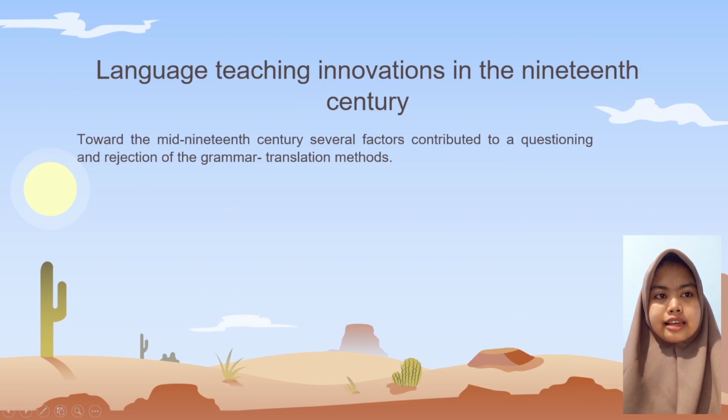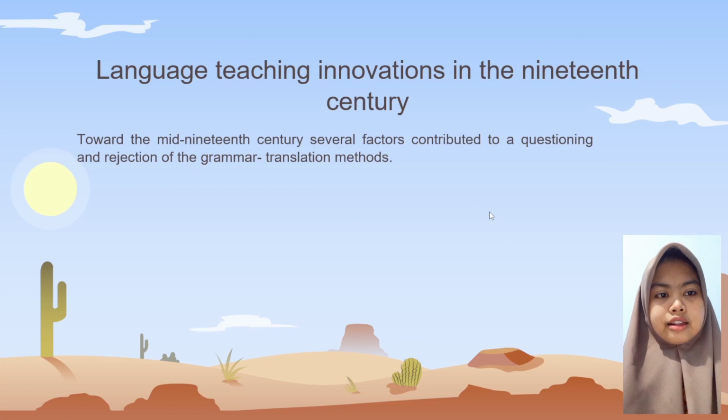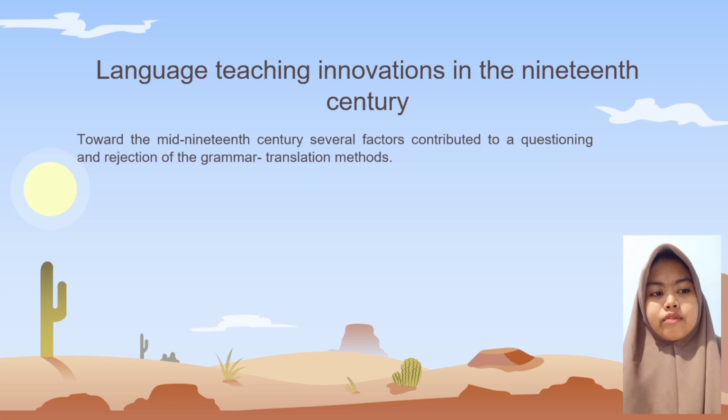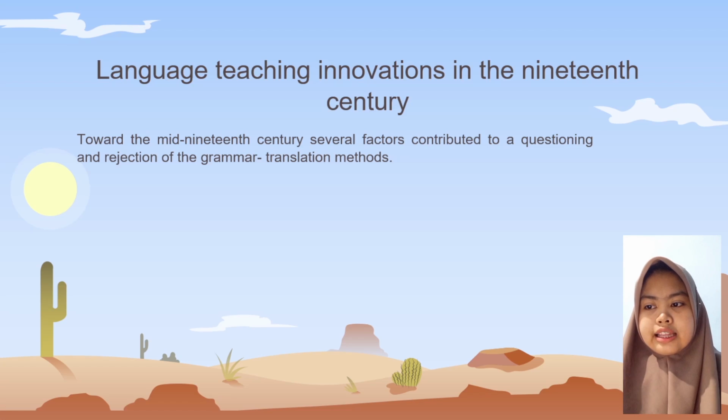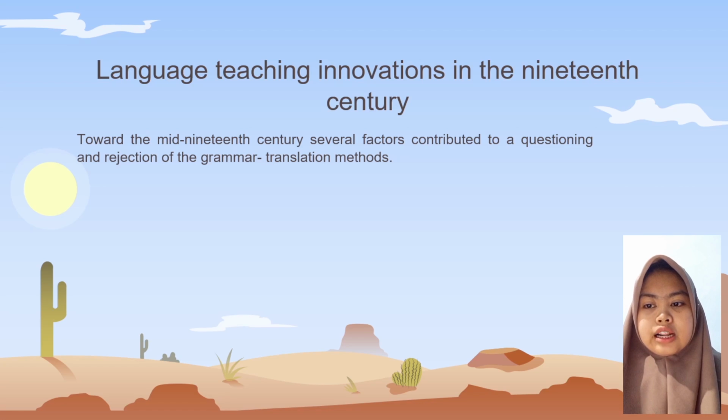Next is language teaching innovation in the 19th century. Toward the mid-19th century, several factors contributed to a questioning and rejection of the grammar translation method. Increased opportunities for communication among Europeans created a demand for oral proficiency in foreign languages. Initially, this created a market for conversation books and phrase books intended for private study. But language teaching specialists also turned their attention to the way modern languages were being taught in secondary school.